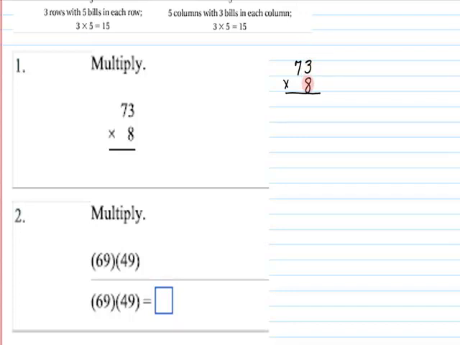Now I'm going to multiply. 8 times 3 is 24. Write down the 4 and carry the 2. 8 times 7 is 56. 2 more makes 58. My product is 584. Let's look at the next one, which is 69 times 49.